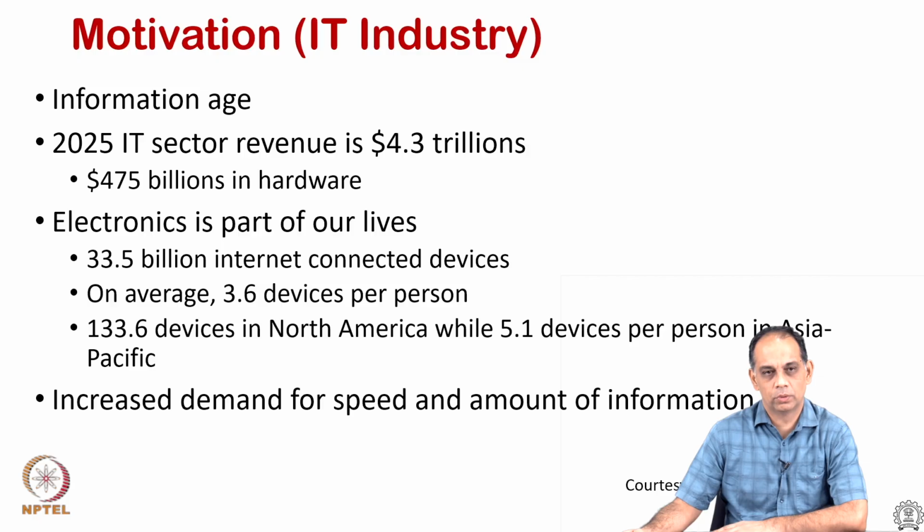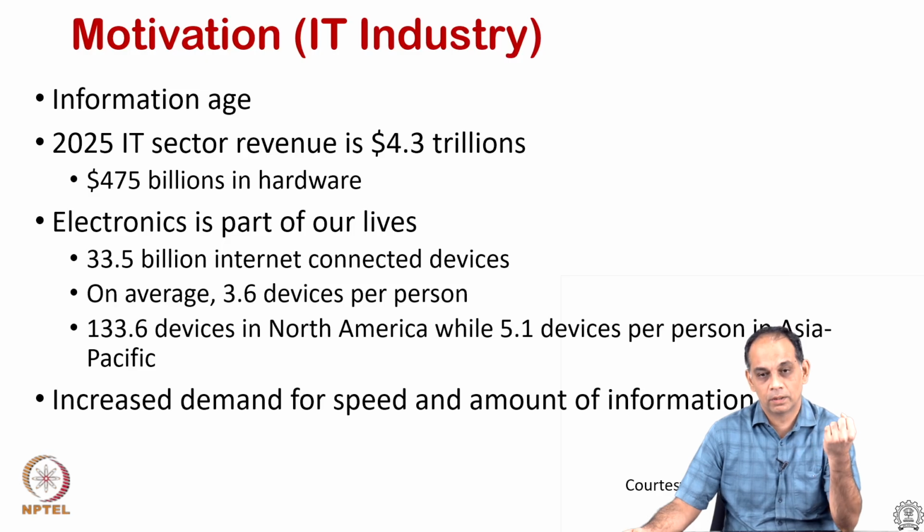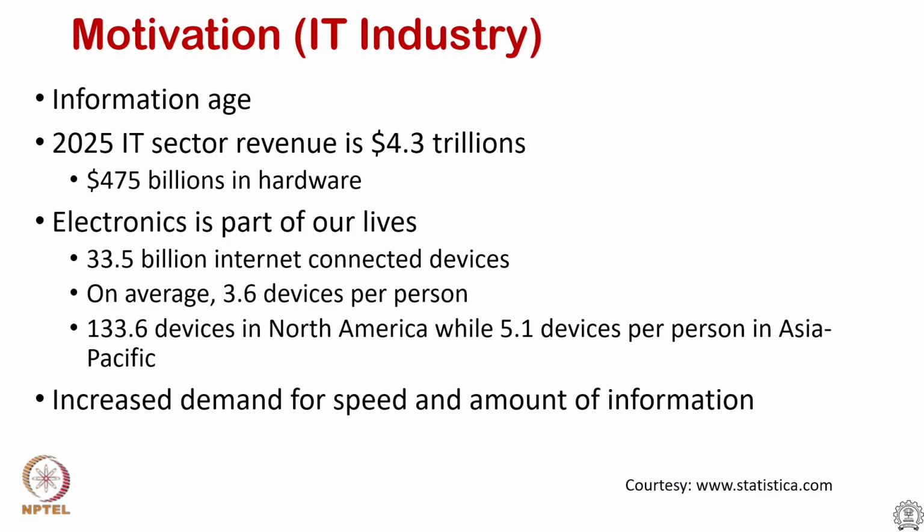So, that is the motivation, and the second part is that as a person we also see that so many electronic devices are associated with us. Even we ourselves will have a laptop, a smartphone, and these days some smart gadgets. So, you see that in general 33.5 billion internet connected devices are there, and on average each person throughout the world carries about 3.6 devices that are connected to the internet.